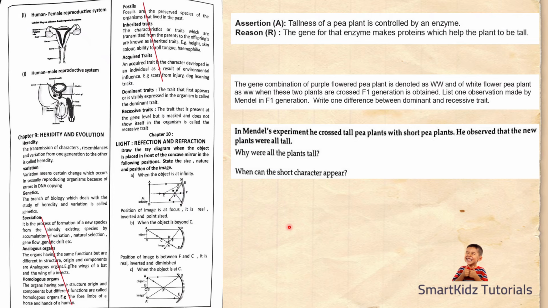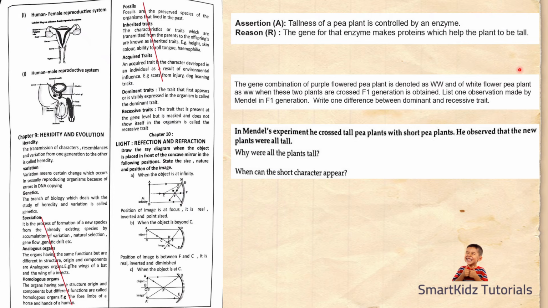So that is about heredity. Nothing great. We'll look at the questions that can come. There's an assertion and reasoning question. Tallness of pea plant is controlled by an enzyme. The gene for that enzyme makes proteins which help the plant to be tall. I want you to look up this answer. I won't give you the answer. Look it up in the chapter, and you will find this question over there.